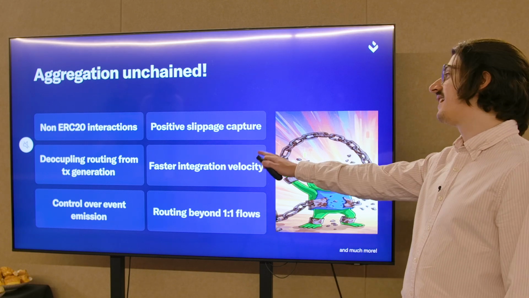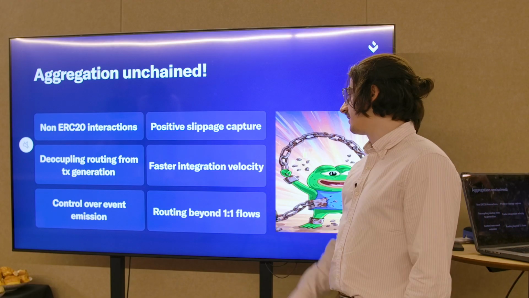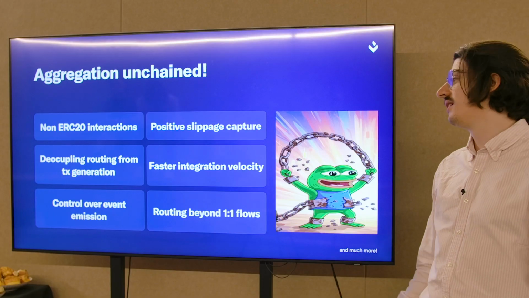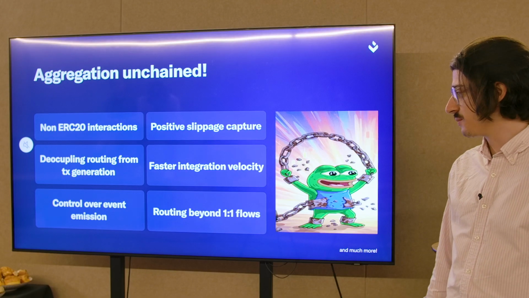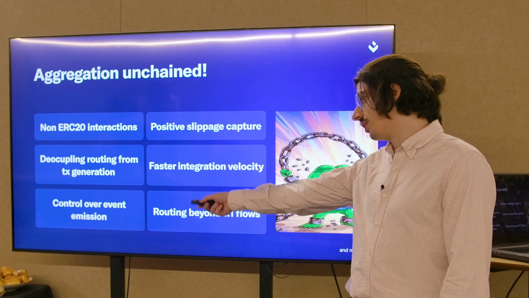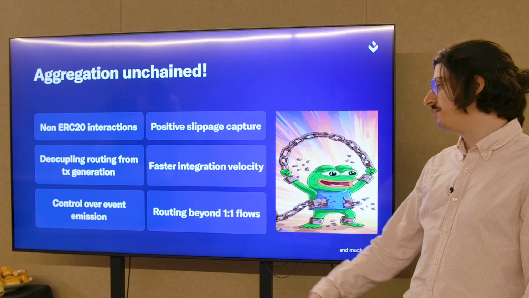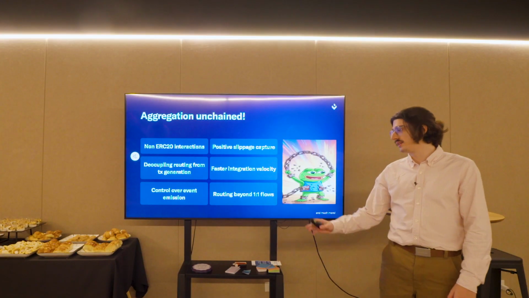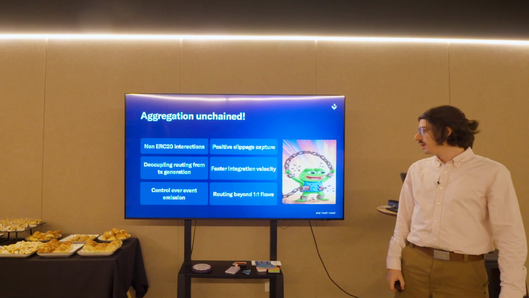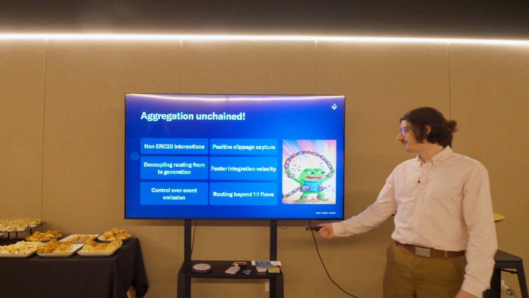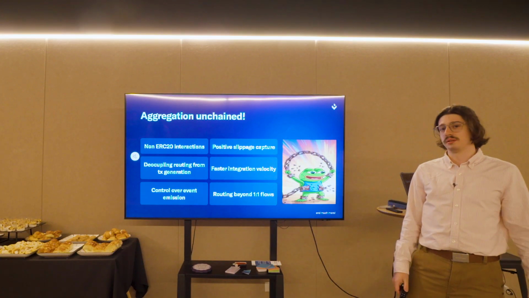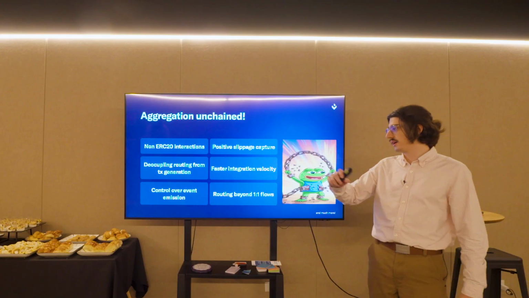And then this architecture allows us to have clearly faster integration velocity. Writing TypeScript is faster than writing Solidity, and it's also more powerful. You can do async stuff too. You have much more control over event emission. So if you want bespoke partners to have particular event emission patterns, you can have it without breaking anything on chain. And you can also do routing beyond one-to-one flows. You can do one-to-many, many-to-one, or many-to-many. It really depends on what your glue looks like when you inject it in the VM.